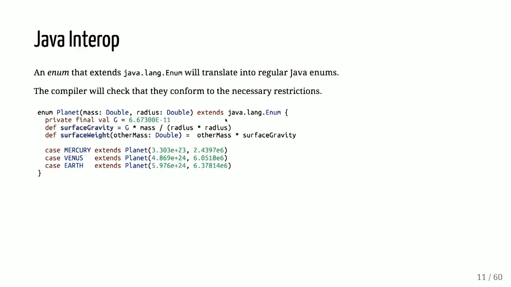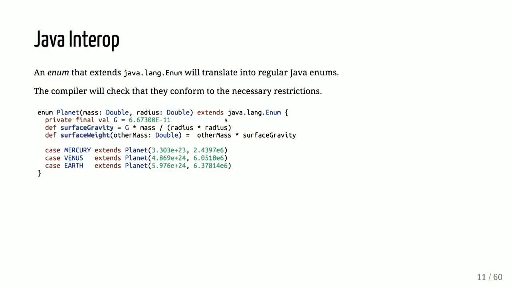You can make them Java compatible by extending java.lang.Enum. So if your enumeration extends java.lang.Enum, then it will be compiled as a Java enumeration, and it will be visible from Java as an enumeration. So that closes this interoperability problem where up to now, if we needed an enumeration that's understandable from both Scala and Java, we had to write it as a Java class. You couldn't write it in Scala. So now you can write it in Scala.